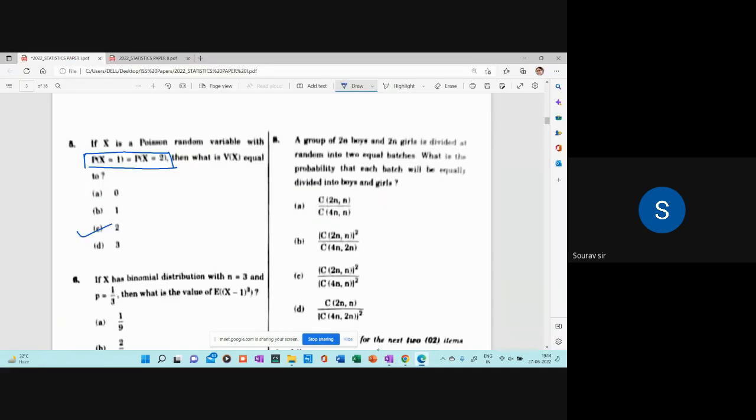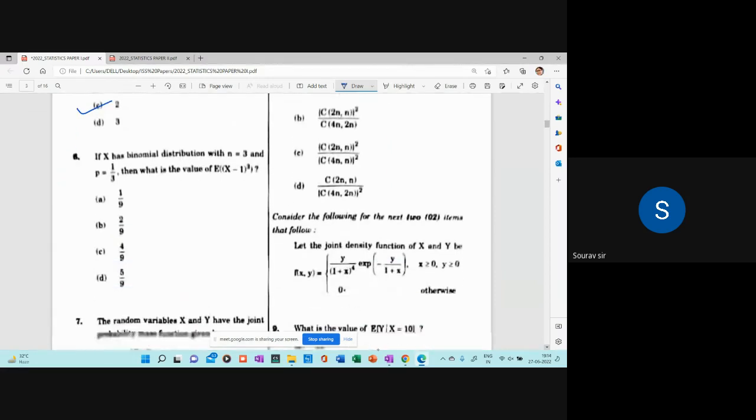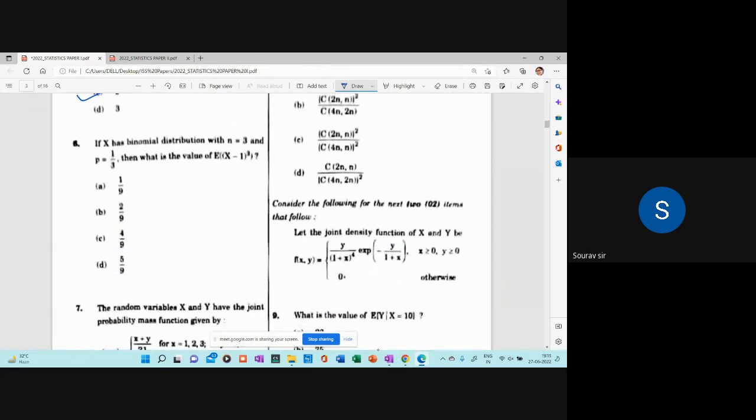Next, let's search for some other sum. Okay, let's try out this one. X follows a binomial distribution with n equals 3 and p equals 1 by 3. Then what will be the value of expectation of x minus 1 whole cube? As much as I can say, it's a whole cube. So let's try this out. Question number 6.